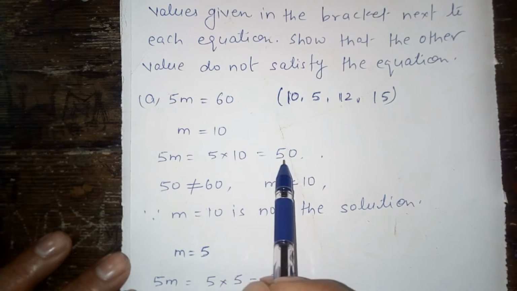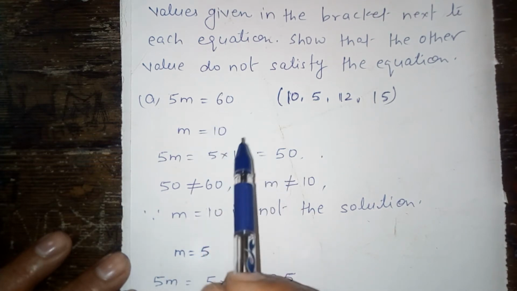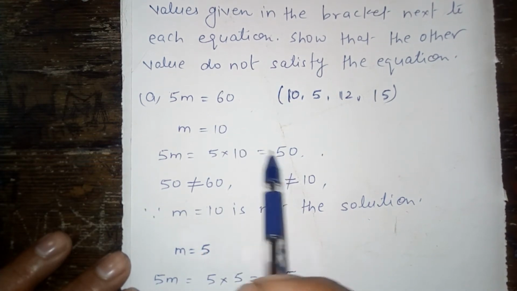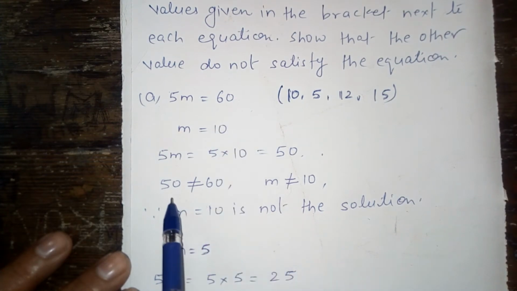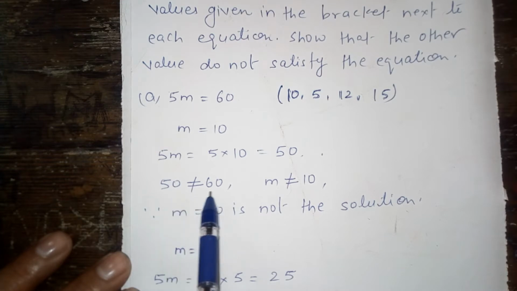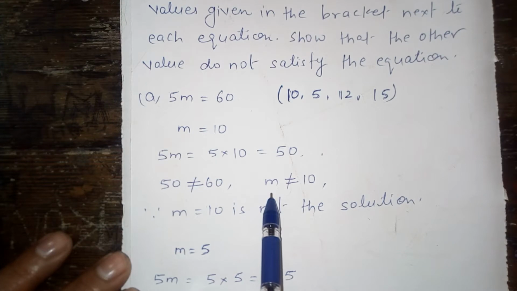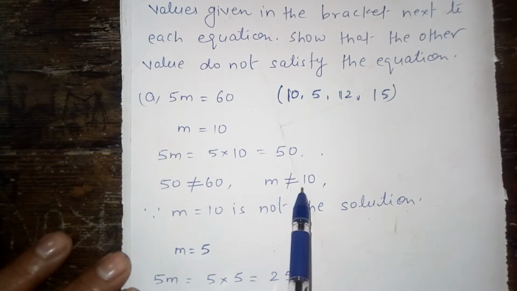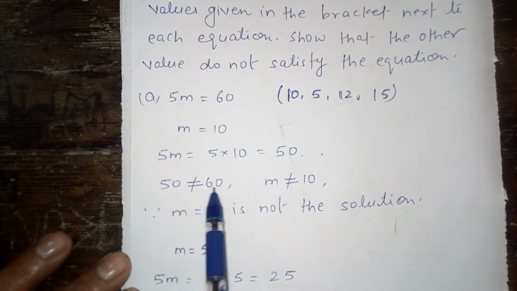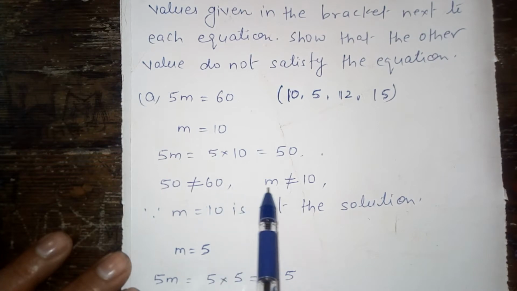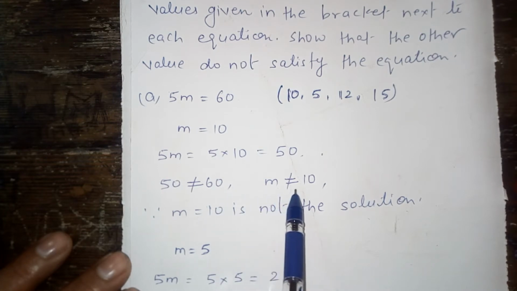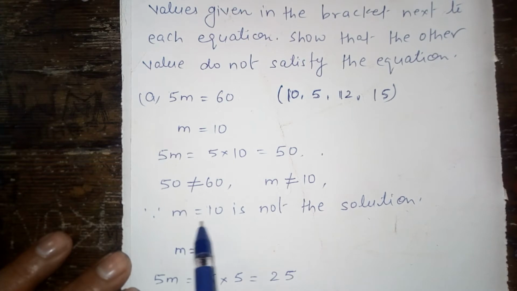5 tens are 50. And this is 60. Now look here, 50 is not equal to 60. Therefore m is not equal to 10. So m is equal to 10 is not the solution of the given equation.